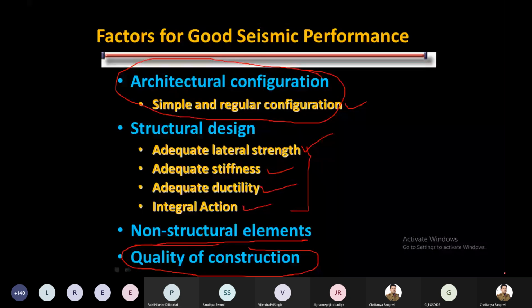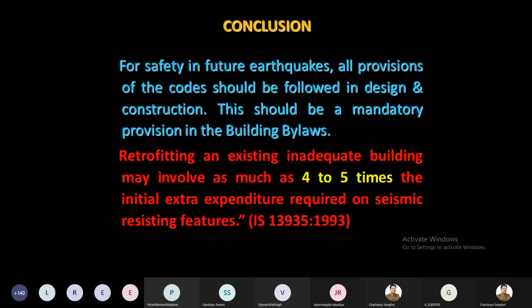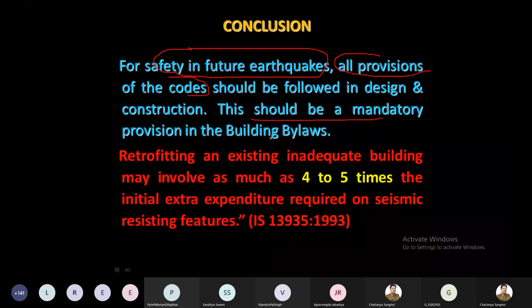So the very simple conclusion derived is that for safety in future earthquakes, all provisions of the code should be followed in design and construction. Only you have to follow the codes, that's all. I think this is good enough if you follow the code, right? So this should be made mandatory.